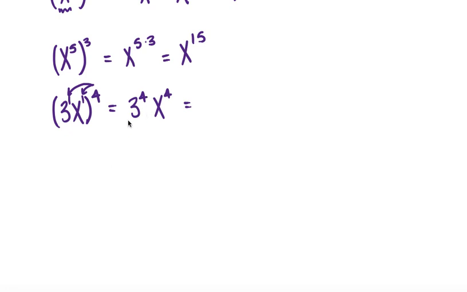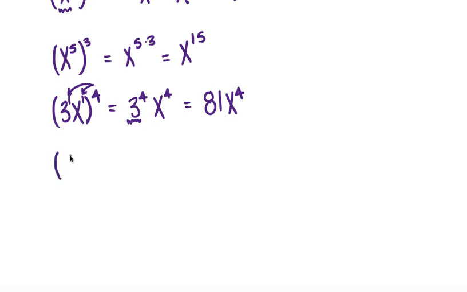And then my last step here, I don't like having a number raised to the power. I want to simplify that. So if I put this in my calculator, 3 to the 4th power will get me 81 x to the 4th. Be careful here, we're not doing 3 times 4. We're really multiplying 3 by itself 4 times.